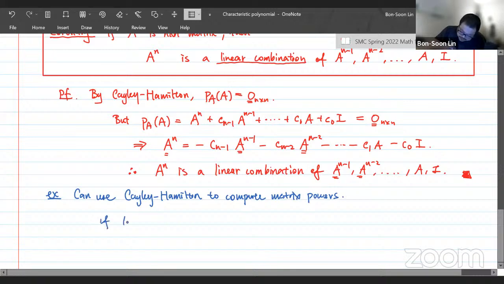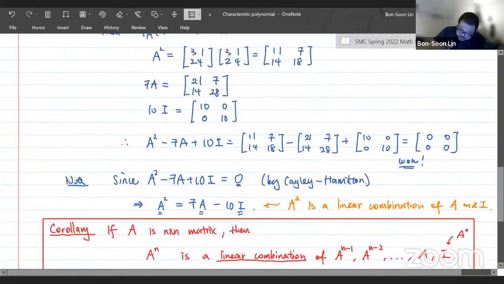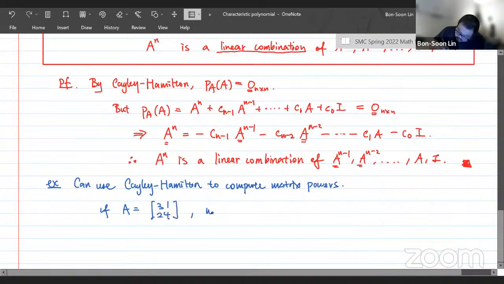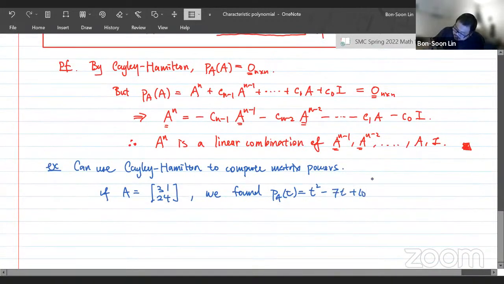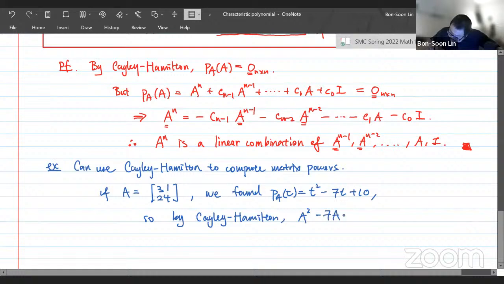So, for example, if A is the same matrix as before, 3, 1, 2, 4, we found earlier that the characteristic polynomial was t squared minus 7t plus 10, right? So by Cayley-Hamilton, A squared minus 7A plus 10I is 0. So here is a matrix power that we know, A squared. Instead of calculating A squared, we don't need to square this matrix now, right? Instead, we could do it backwards. Earlier, we calculated A squared. Now, we can just say A squared is just 7A minus 10I. How easy, right?